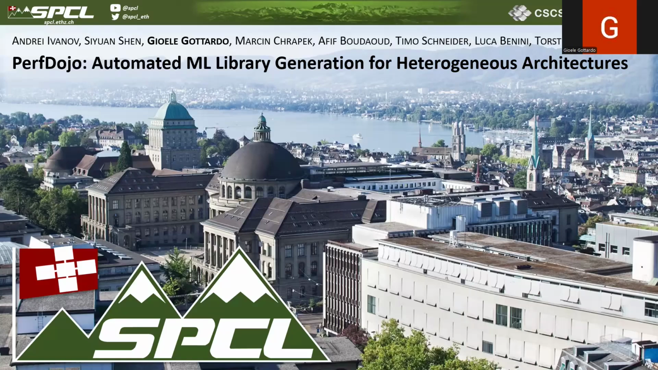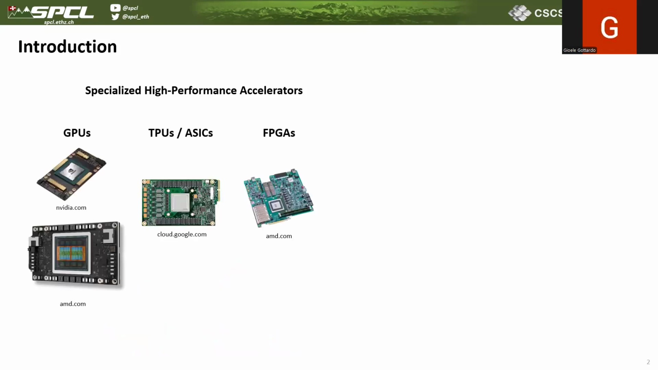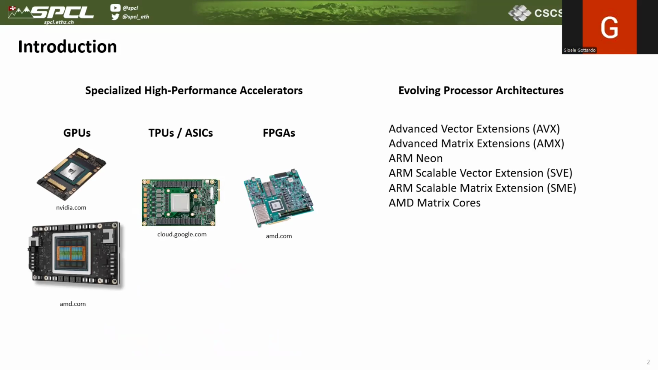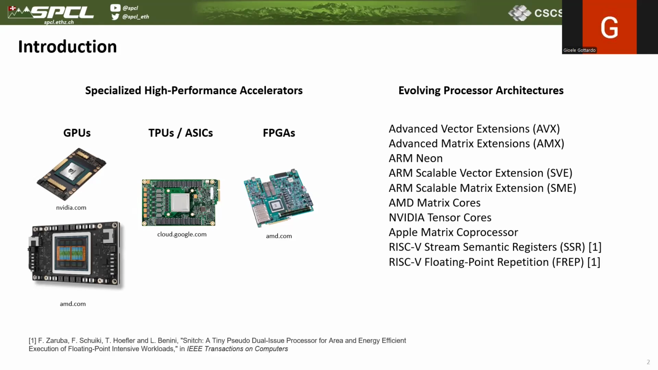Good morning. I'm Gioele Gottardo, and today I'm going to present PerfDojo, an automated machine learning library generator for heterogeneous architectures. So we know that the massive size and complexity of modern machine learning models require an exponential increase in computing power. And this led, from one side, to the growth of specialized high-performance accelerators like GPUs, TPUs, and FPGAs. And on the CPU side, we saw a constant evolution of the processor architecture to integrate new extensions for AI workloads.